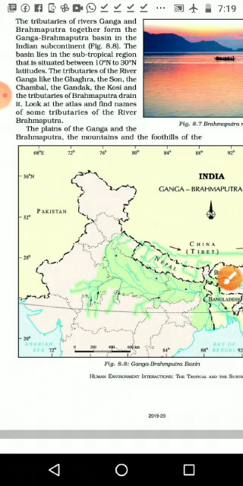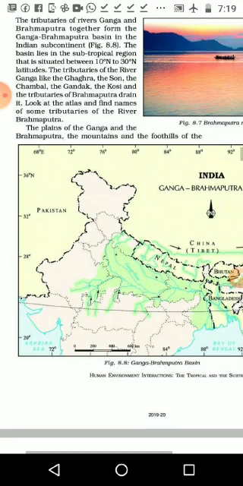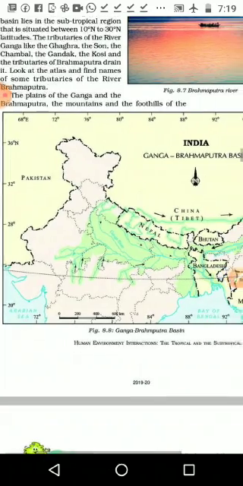The tributaries of the Ganga river like the Ghaghara, the Son, the Chambal, the Gandak and the Koshi, and the tributaries of Brahmaputra drain it. Look at the atlas and find the names of these tributaries. Here the names of the rivers and tributaries are not given, so if you take the atlas, or the river map we studied before, okay, I will send the river map separately. You can see in that the names of the rivers we discuss in the textbook.